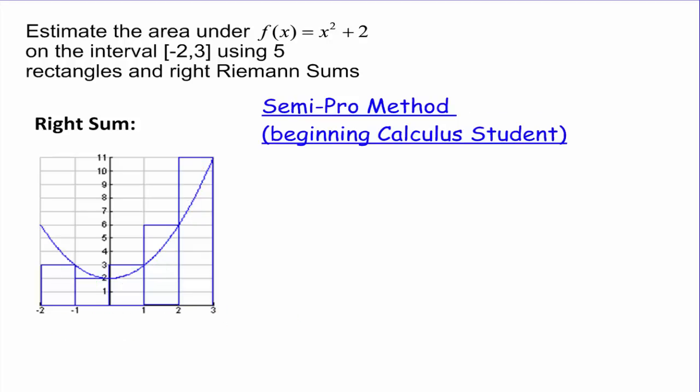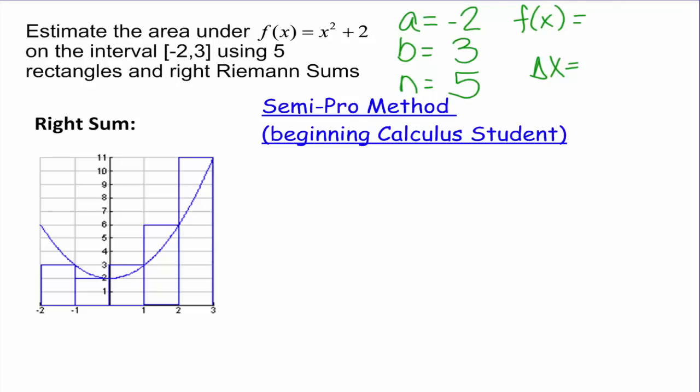So now we need to actually calculate the areas of all these rectangles using just the information they gave us and not using the picture. All right. So here's the picture-free method. We need to figure out all these things we're supposed to know: A, B, N, f of x, and delta x. These are all parts of the setup of the problem that we need to find before we can even start. So can you tell me what these things are? What's A? -2. What's B? 3. What's N? 5. N is the number of rectangles. F of x. X squared plus 2. And delta x. How do we do that again?